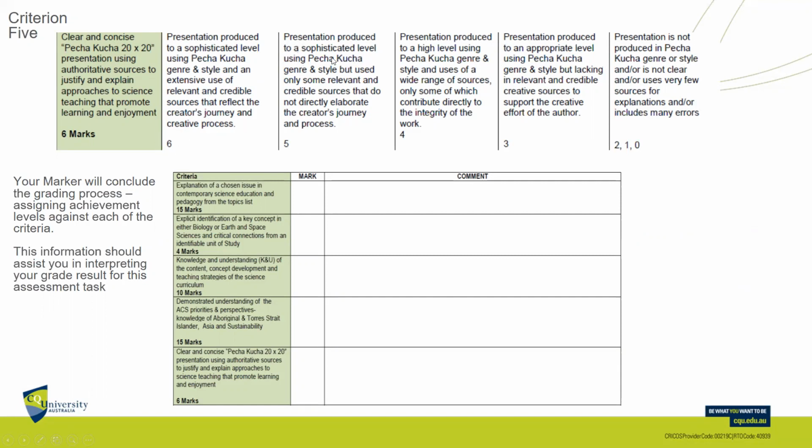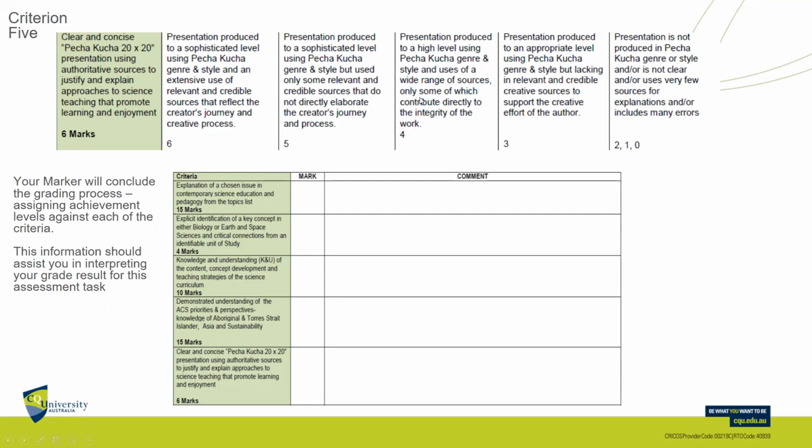Okay, if it's sophisticated, but only some relevant and credible sources, so in other words, if you're starting to rely a little bit too much on Gregson, then chances are that there's a little bit of intellectual laziness there. You haven't done some of the reading that you could have done, and the chances are that you could substantiate your point of view much more than you have. So you're probably looking at a 5, a high level.